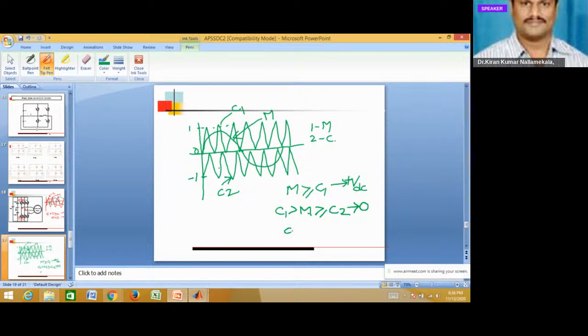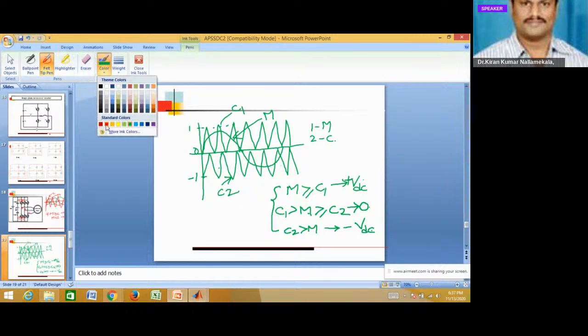Similarly, if C2 is greater than M, that is, M is less than C2, that gating pulse is related to minus VDC. So, from the gating pulse point of view, we have seen the logic for generating the gating pulses for the VDC level, the 0 voltage level and the minus VDC voltage level. But now we have to analyze the circuit and see which switching devices are conducting during these voltage levels.